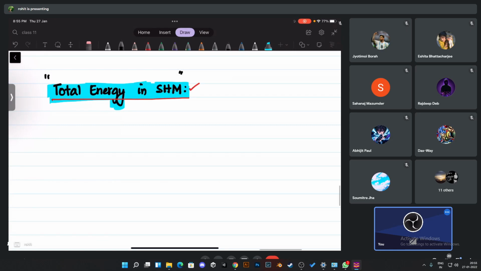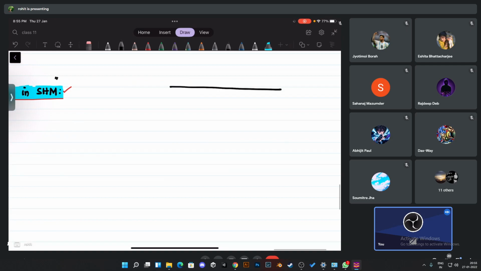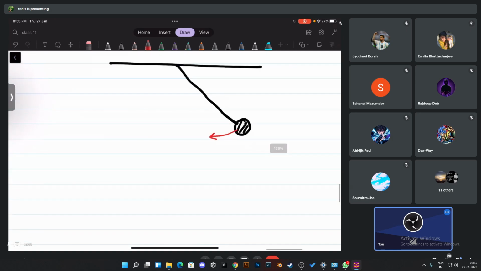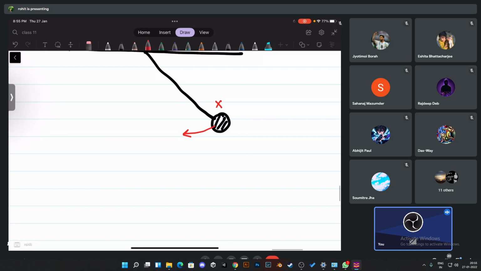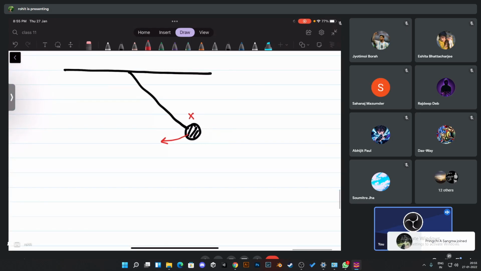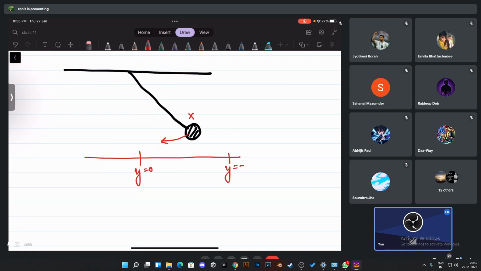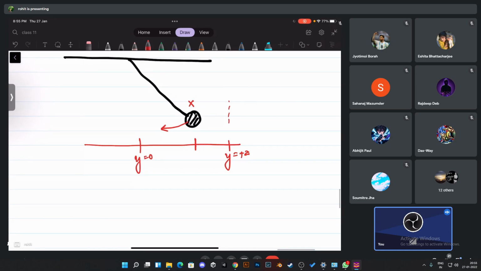If you notice the pendulum, I'm going to take this as an example. Just look at any position. It may go right or left, but let's say it's going down right now. This is just any position called x right now. This is y equal to 0, this is y equals plus a, and it is somewhere here, less than a, no problem with that because it's going down. My question is this: does this object have kinetic energy or not right now?